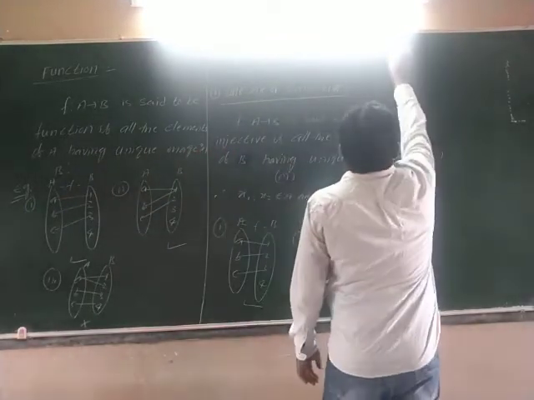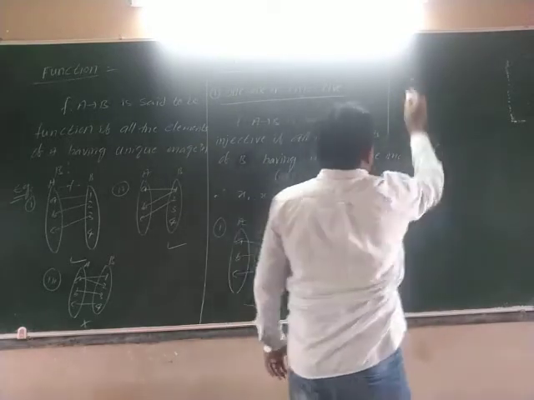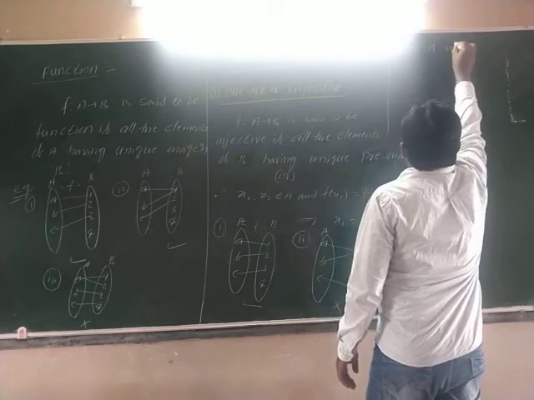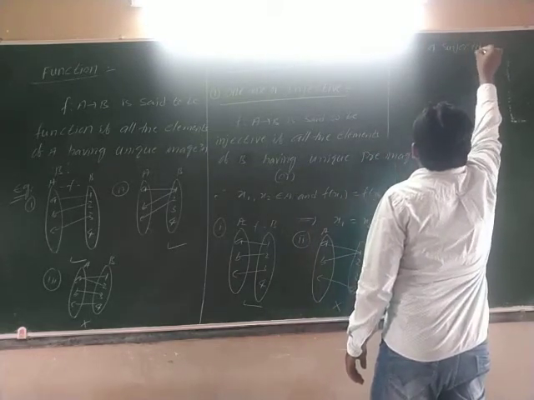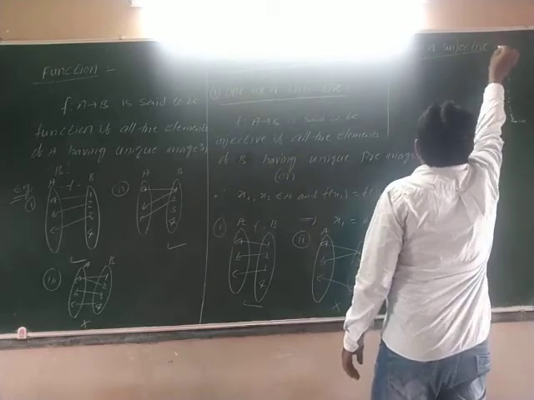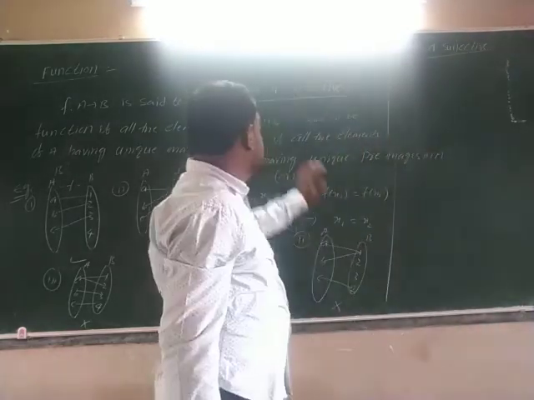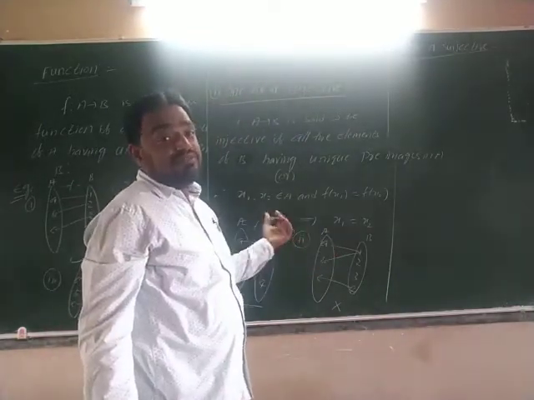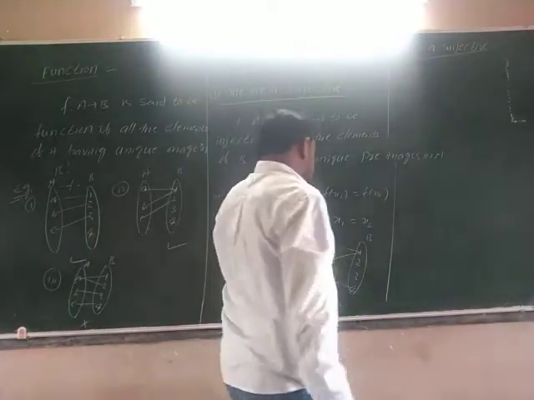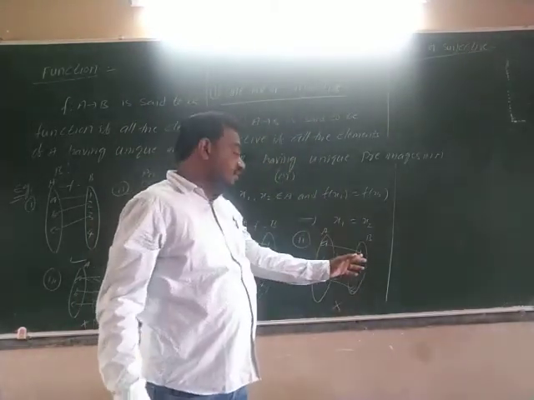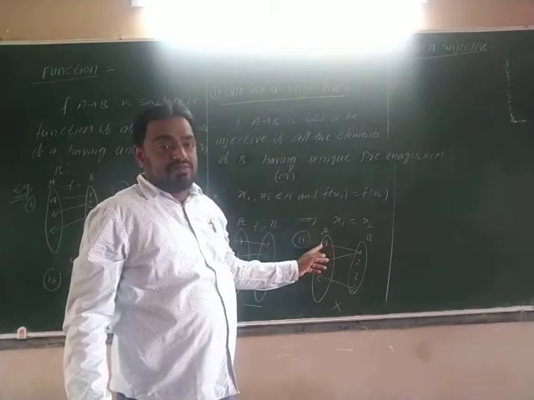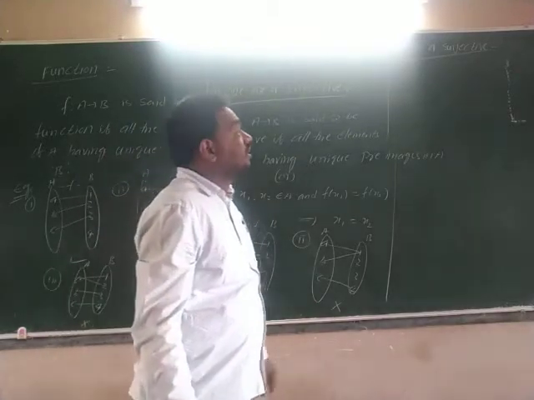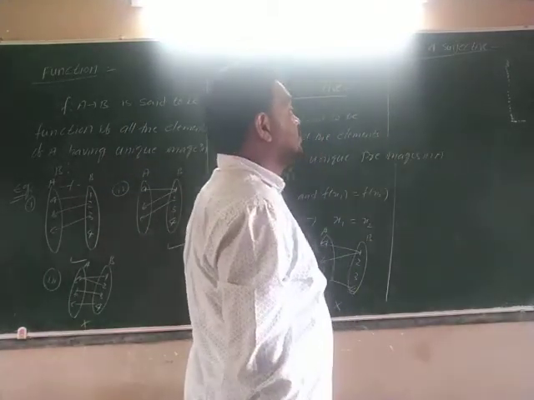Next, onto or surjective function. Here, if it is not a one-one function, then it is called a many-one function. Right? See, this is a many-one function. That means 1 has more than one pre-image, 3 pre-images. So it is the many-one function, and the other is the one-one function. Right? Next, coming to onto or surjective function.